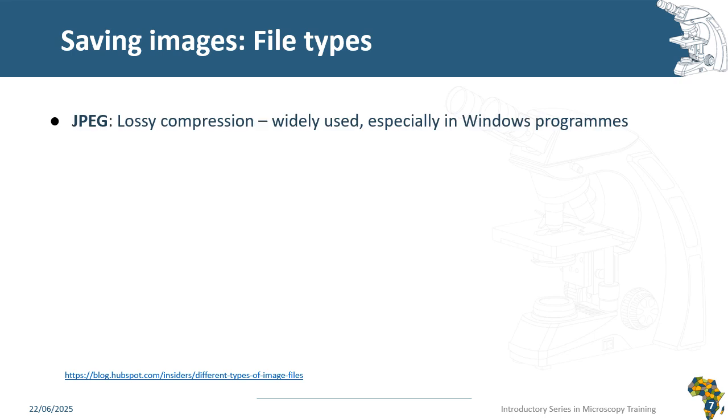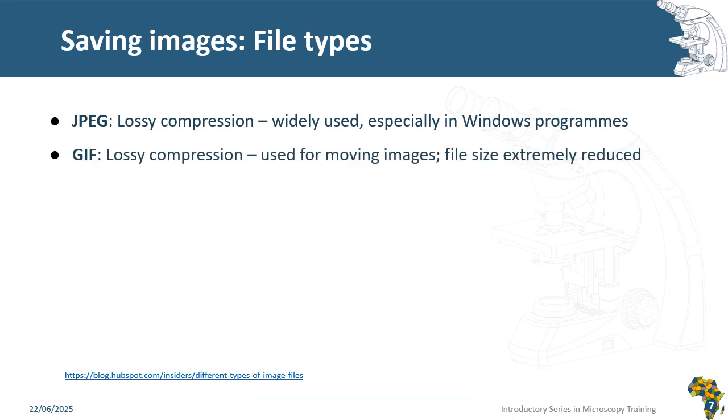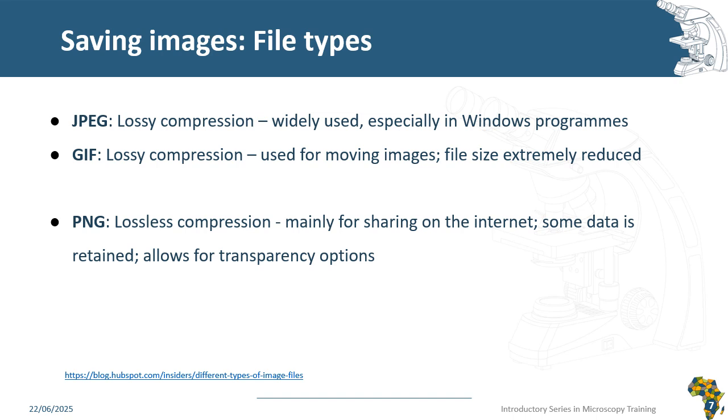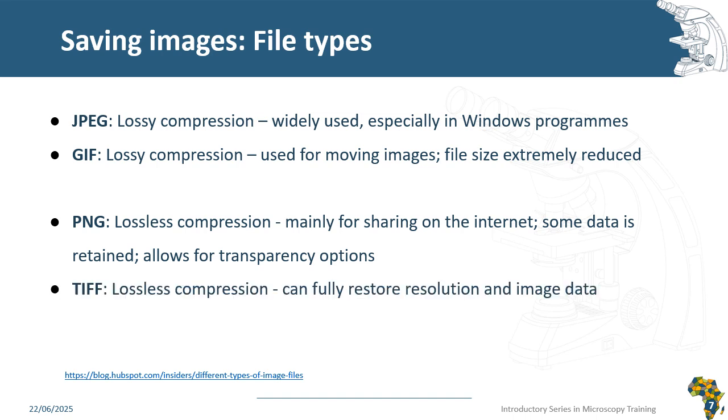So just to be a little bit more clear on it, JPEG is lossy. You can widely use it outside of biology and science. Then GIF, for moving images, a very small, extremely reduced size. Then there's PNG for sharing on the internet. Some data is retained. You can have transparency options, but these are lossless compression.